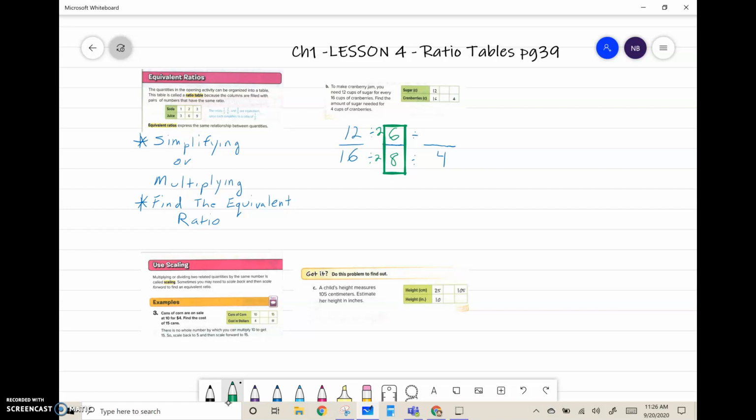Now, what I want to do is figure out what this numerator is. So I just look down here, and I can see that if I divide 8 by 2, I get a 4. So what I do to the bottom, I have to do to the top. And if I do 6 divided by 2, I get a 3. And we are complete. So now my middle column is 6 and an 8, and my last column is 3 and a 4.